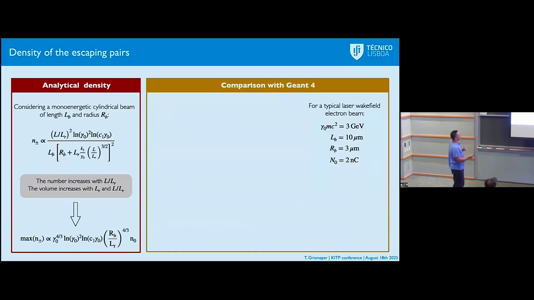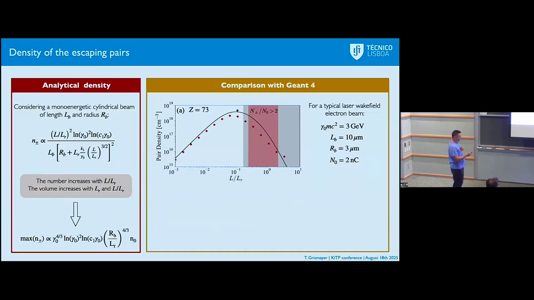Comparison with Geant4. So Geant4, I'm not going to go into detail. It's a code that is used, like FLUKA, to calculate all those kinds of showers. And I want to show you here the analytical formula that we obtained for the pair density as a function of L over LR, with typical numbers of plasma-based accelerators.